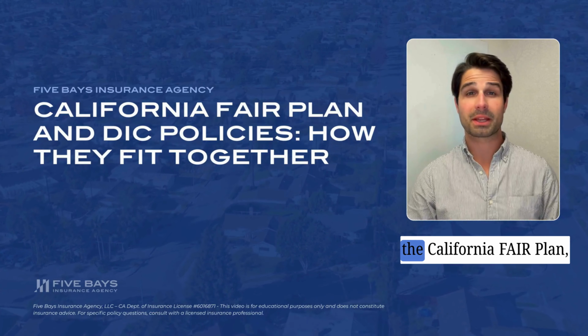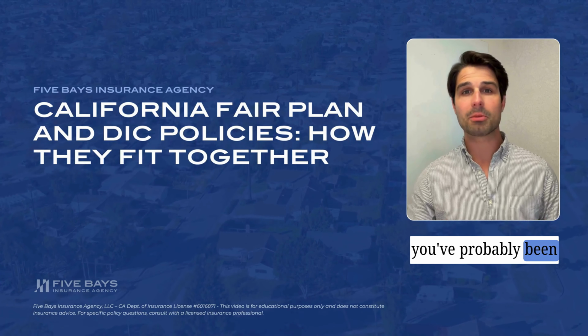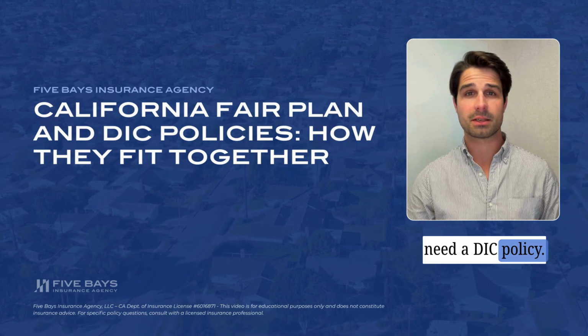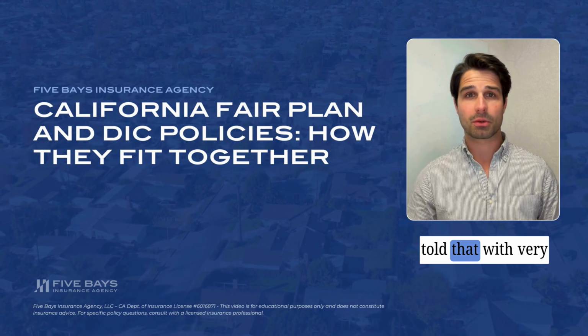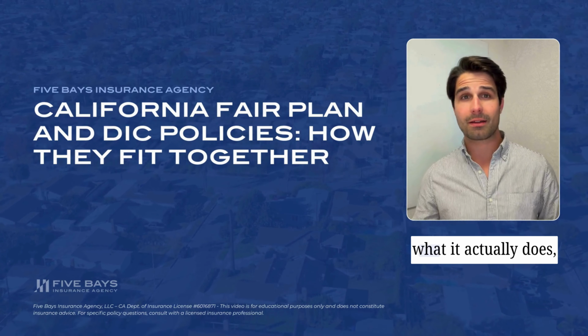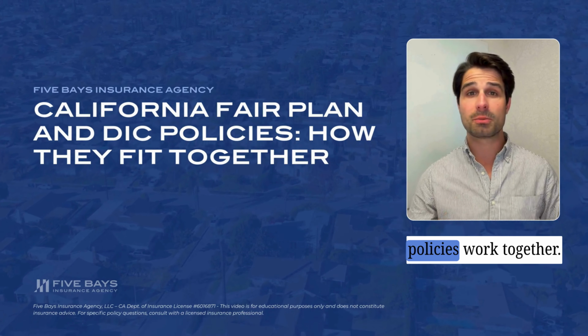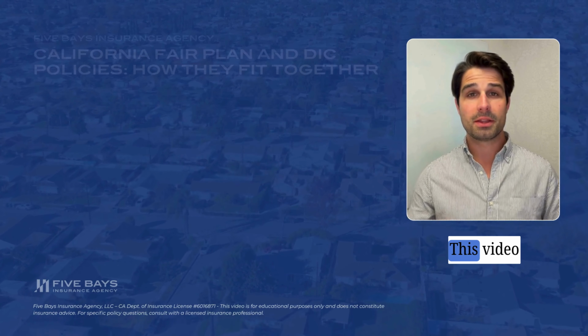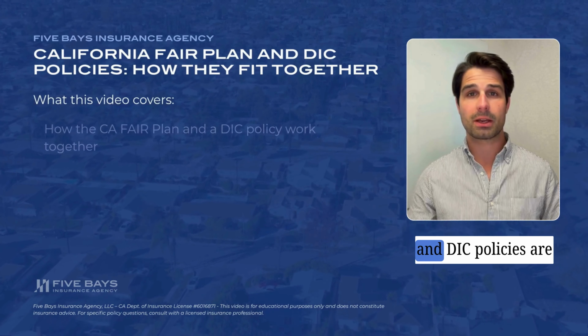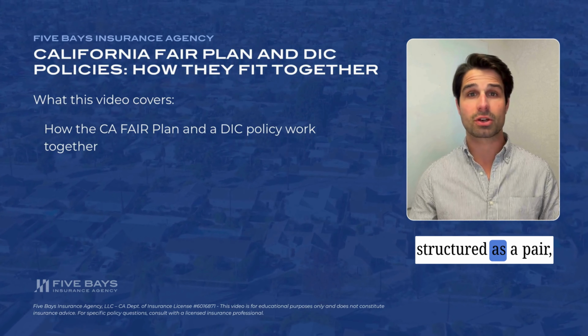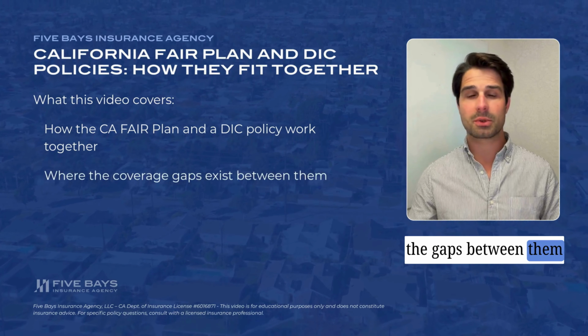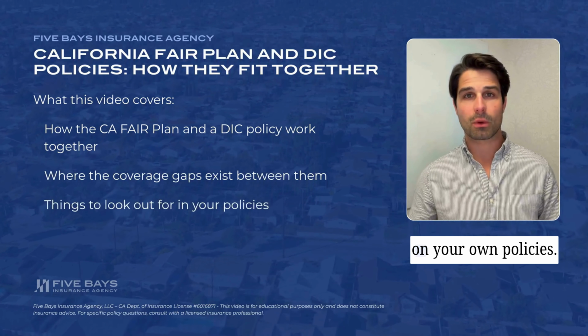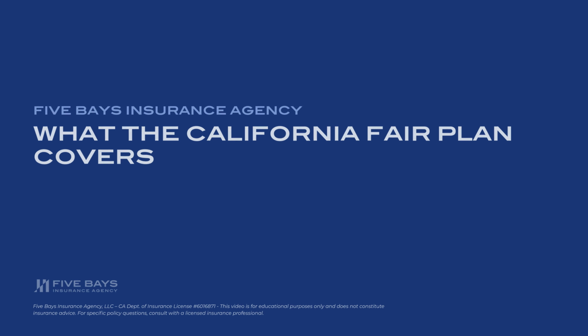If your home is covered by the California Fair Plan, you've probably been told that you also need a DIC policy. And you've probably been told that with very little explanation of why, what it actually does, or how the two policies work together. This video will walk you through how the Fair Plan and DIC policies are structured as a pair, where the gaps between them tend to show up, and what to look for on your own policies.